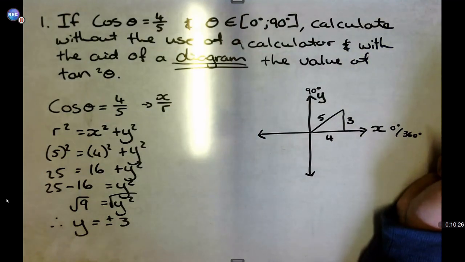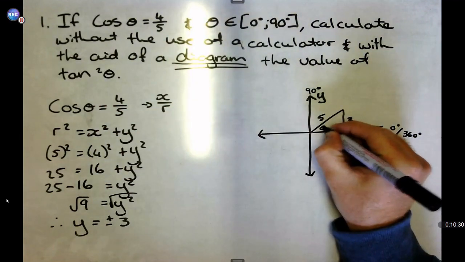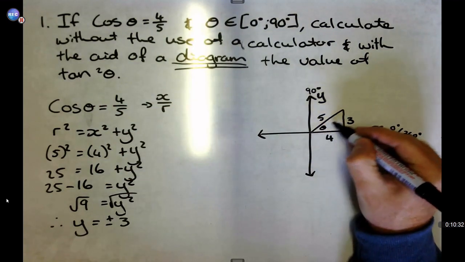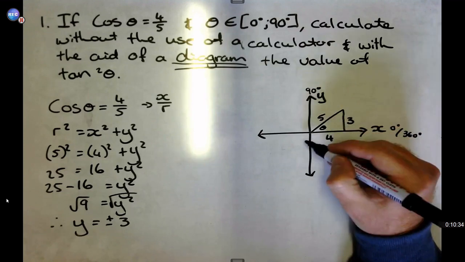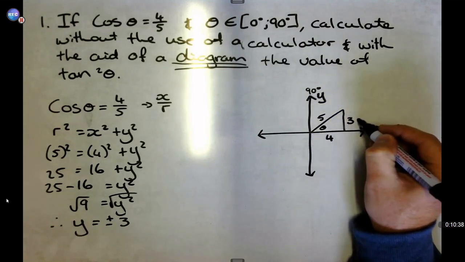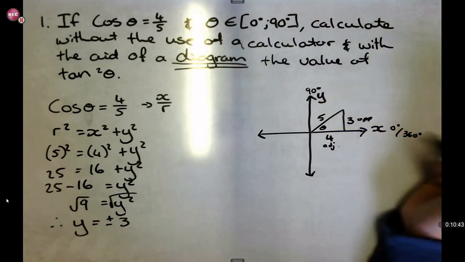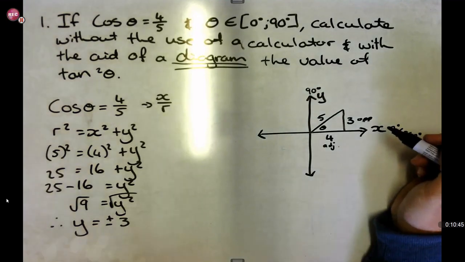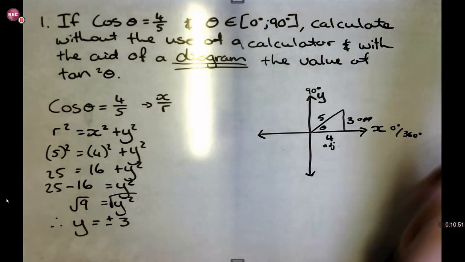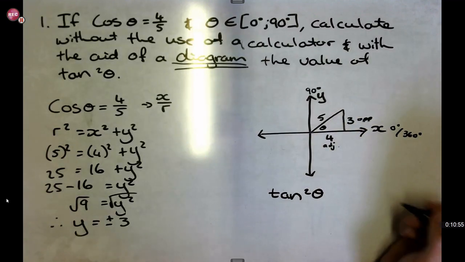There you go. And then another thing that you need to remember, theta is over here because you're working out this angle over here, from the origin out, which makes this your opposite and this your adjacent. Now, they asked you to calculate for tan squared theta. So tan squared theta, there we go.